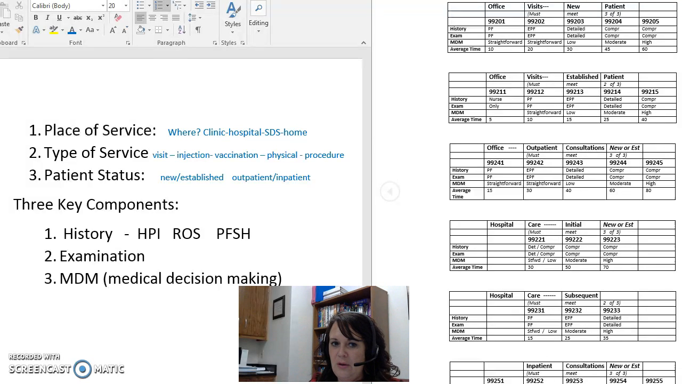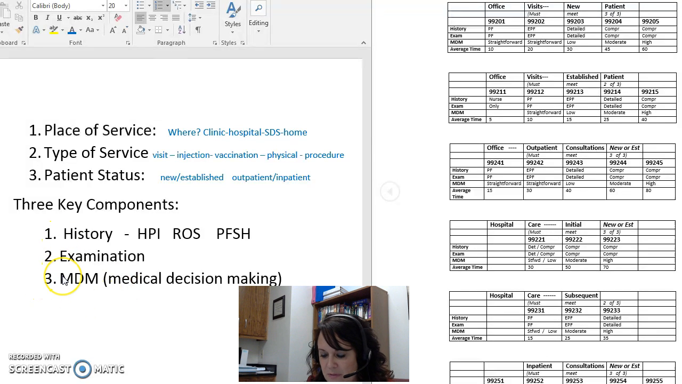And here's some terms that we hear in all levels, and you'll see them on the screen in a minute too. Problem-focused, expanded problem-focused, detailed, and comprehensive. That doesn't need to mean a lot to you yet, but you need to recognize those terms as being a level, okay? One of these three levels. They're descriptors. We could say an expanded problem-focused history, a detailed examination, and a comprehensive medical decision-making, okay?